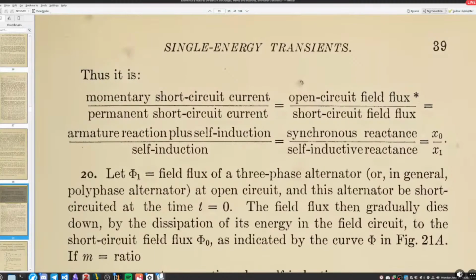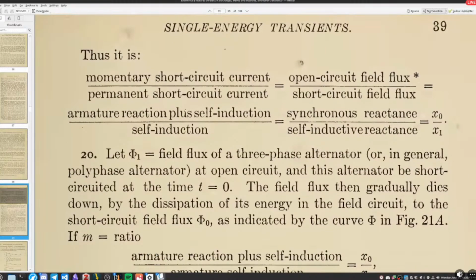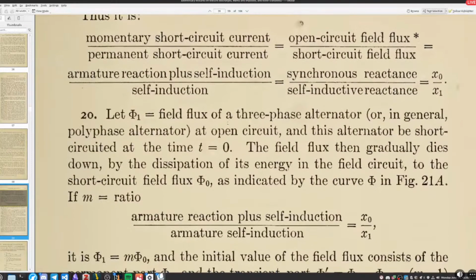Thus, the momentary short circuit over the permanent short circuit current is equal to the open circuit field flux over the short circuit field flux. And then we have armature reaction plus self-induction over self-inductance is equal to synchronous reactance over self-inductive reactance, which is equal to X0 over X1.